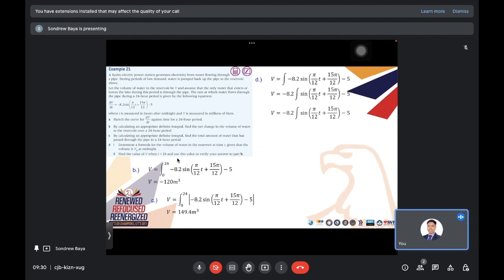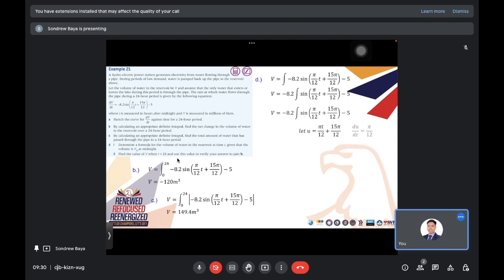Now, in this case, I will focus on the sine of this particular angle because negative 5 is a constant. Therefore, when you integrate it, it will just be 5t. So I will focus on this. The technique that we have for this is to use the reverse chain rule. So this will be our u.